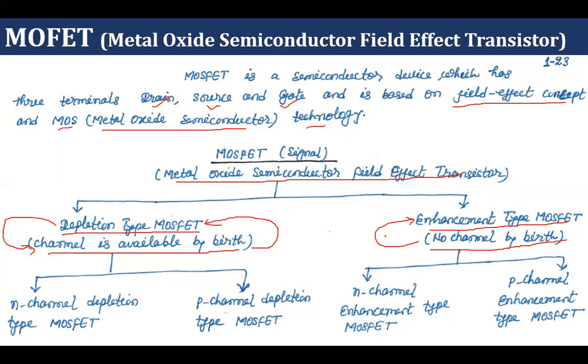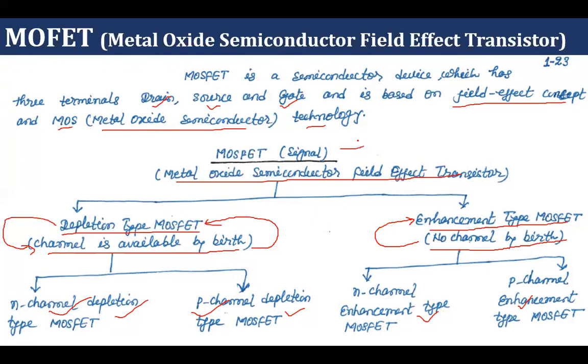Both depletion type and enhancement type MOSFET are of two types: N channel and P channel. Here it is. If it is depletion type, then it will be known as N channel depletion type MOSFET. Similarly, P channel depletion type MOSFET. Again, N channel enhancement type MOSFET and P channel enhancement type MOSFET.